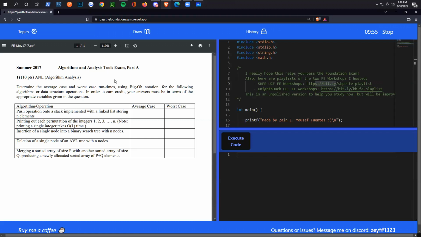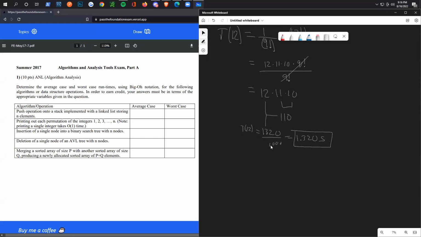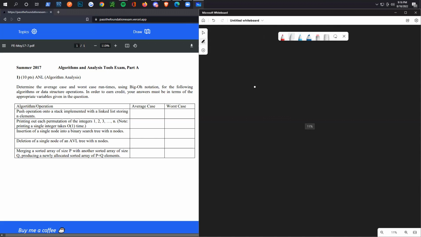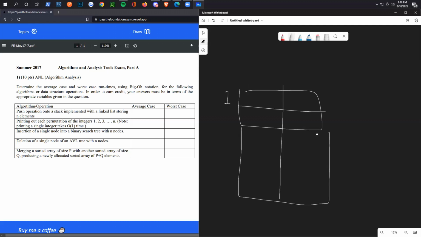Okay, so this is a big O. So this one shouldn't be that bad. So let's write this down. So I'm just going to do 1. Okay, so this is average and this is worst. So it's saying push operation onto a stack implemented with a linked list storing n elements.